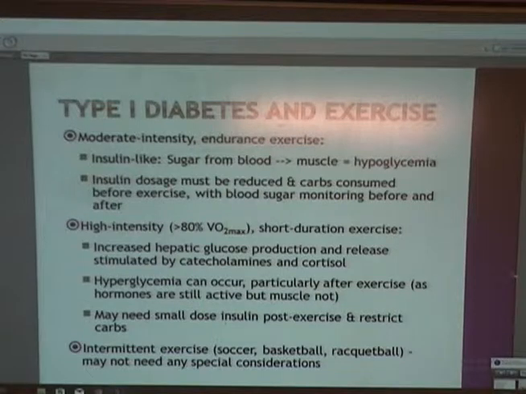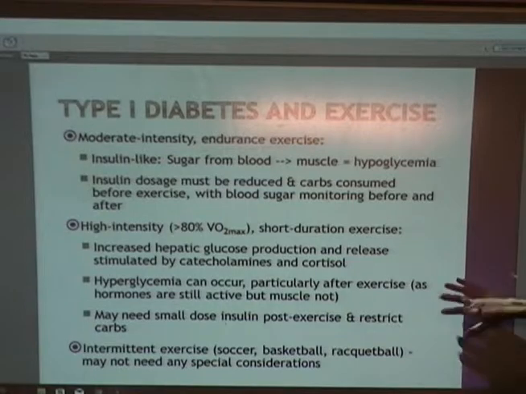If we're doing high intensity, short duration exercise, then that increases glucose production from the liver, right? And so that will increase their blood sugar levels. Okay? So that means that post-exercise, they might need an additional little shot of insulin to deal with the increased levels of glucose from the exercise session, all right, and restrict their carbohydrate intake.